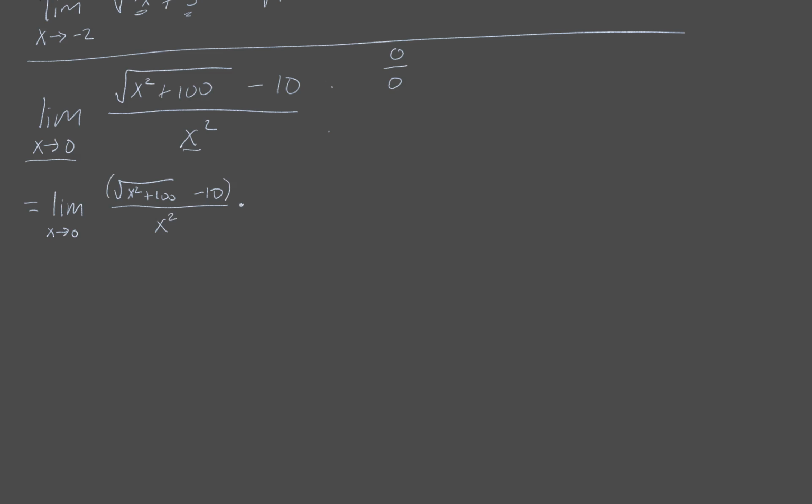So to rationalize the numerator, I multiply the top and the bottom by that conjugate. The conjugate of that numerator is the square root of x squared plus 100, and I had a minus here, so I'll have a plus 10. And I don't want to actually change anything because I wrote down an equality, so I have to divide by the same thing I just multiplied by. So the square root of x squared plus 100 plus 10, with the 10 not under the square root.